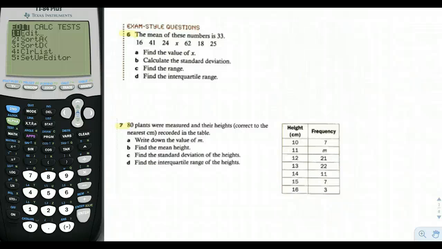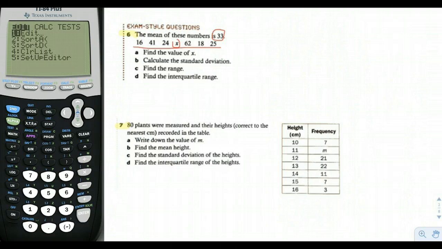On page 2, I'm going to show how to do the last two problems for dispersion. For number 6, it says the mean of these numbers is 33, and they give us 7 numbers, but one of them they just give us x. They don't tell us exactly what number that is. It says to find the value of x, and the only thing we know about this distribution, besides 6 out of the 7 numbers, is that the mean is 33.